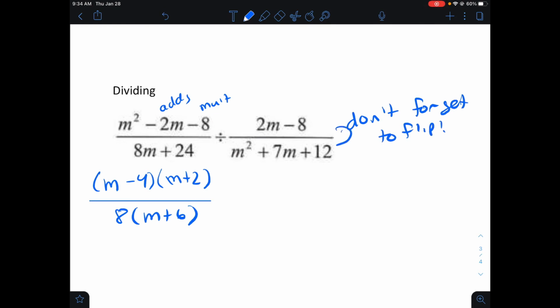You have to put the numerator in the denominator and the denominator in the numerator. Don't forget to do that. Oh, and I should say, don't forget to flip and switch. You have to switch the division to a multiplication sign. So we'll do this guy first because we're going to put him on top. We have to figure out what multiplies to give us a 12 and adds to give us a 7. That is going to be m plus 4 and m plus 3.